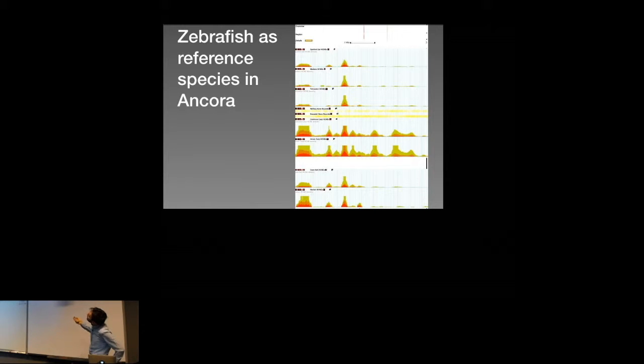But you can see, in addition to very highly conserved elements, you have less well-conserved clusters of the same kind that we see across mammals.